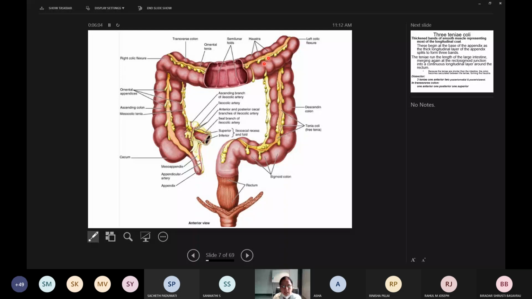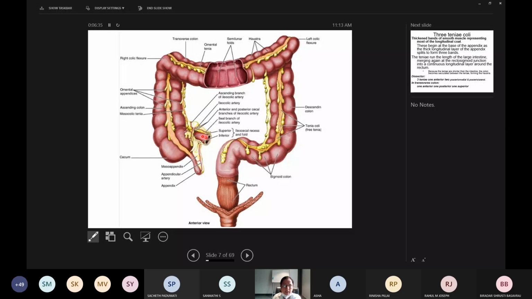Whereas in the transverse colon, the taenia libera lies on the inferior surface. The taenia omentalis, this omental taenia, you can see, lies on the anterior superior surface, and along the posterior surface you will have the taenia mesocolica. So these are called the taenia coli. These are nothing but the aggregation of the longitudinal muscle which is seen in the large intestine.